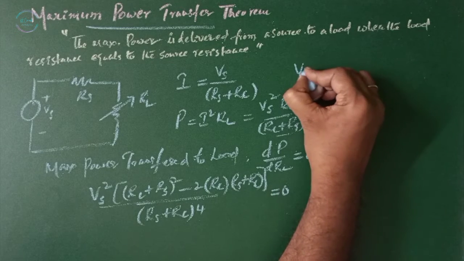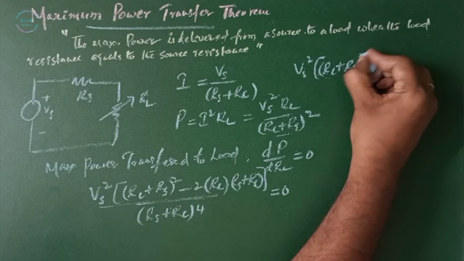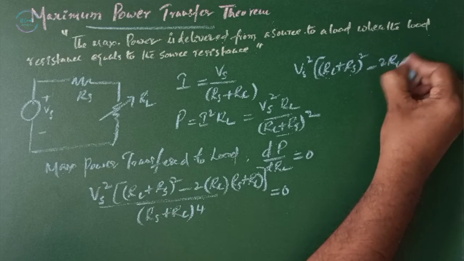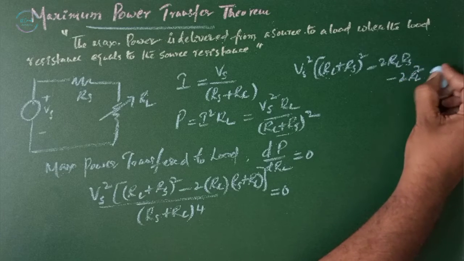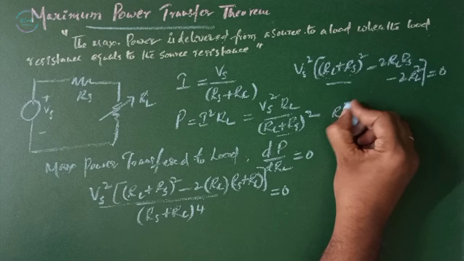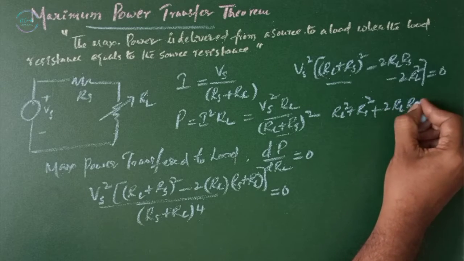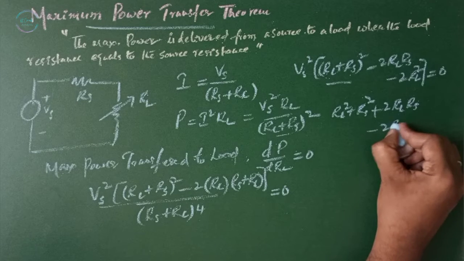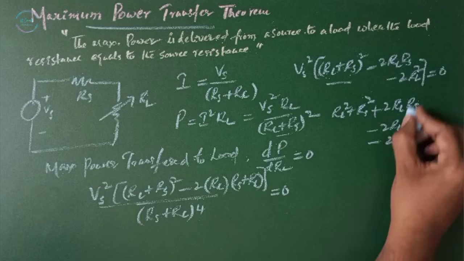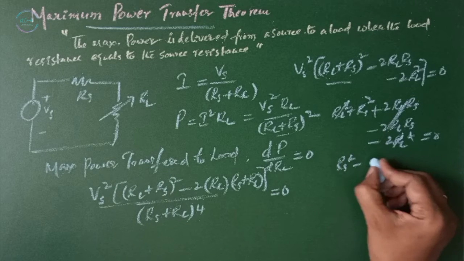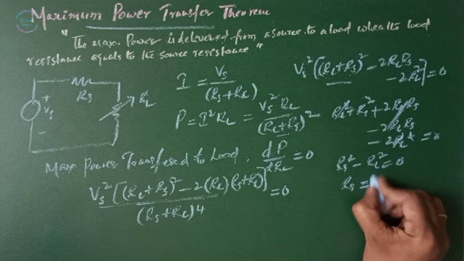In this equation, Vs squared times ((RL plus Rs) whole squared minus 2 RL Rs minus 2 RL squared) equals 0. RL squared plus Rs squared plus 2 RL Rs minus 2 RL Rs minus 2 RL squared equals 0. Rs squared minus RL squared equals 0, or Rs equals RL.